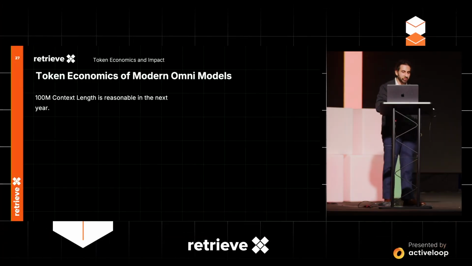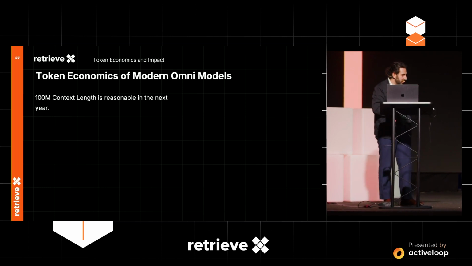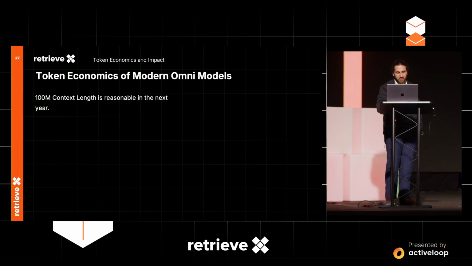So now what I want to talk about is what we term the token economics of these modern models, like GPT-4o, like Chameleon. And I want to start off by making a relatively strong statement, but I think this will likely be true. I think a 100 million context length is probably possible within the next year. We just need maybe 2 more techniques that give us 10x improvements in memory, or 5x improvements in memory, and we will be able to get there.